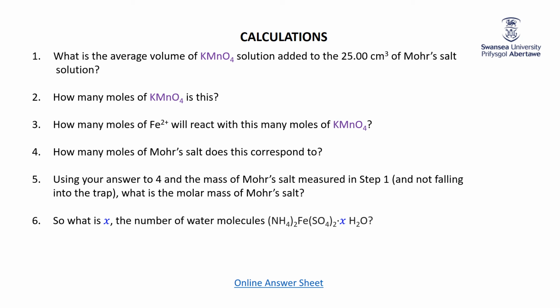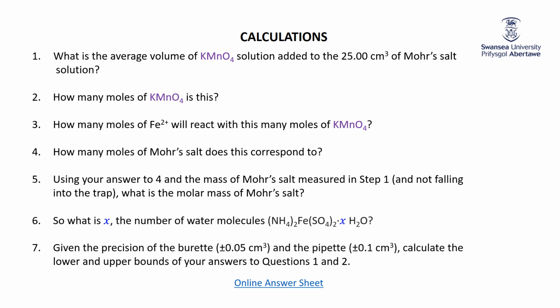And then as a final little one, I told you the burette was precise to plus or minus 0.05 cubic centimeters, and the pipette was precise to plus or minus 0.1 cubic centimeter. What are the upper and lower bounds of the answers to questions 1 and 2, knowing the precision of the two bits of equipment that you used to measure things out?